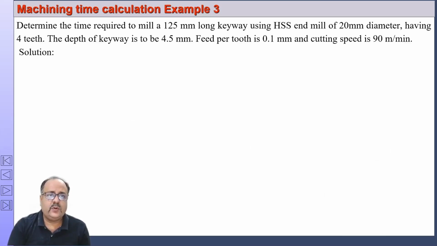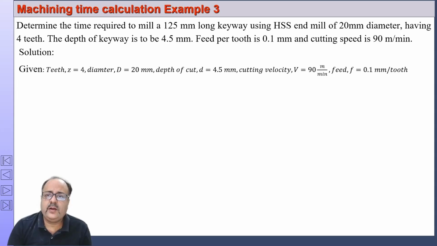Let's solve one more problem. In this problem, again pause this video here and try to solve it yourself. If you are not able to solve it, then you can see the solutions or check your solutions with mine. Okay, so here you have to determine the time required to mill a 125 mm long keyway using an HSS end mill of 20 mm diameter having 4 teeth. The depth of key is to be 4.5 mm, the feed per tooth is to be taken as 0.1 mm, and the cutting speed is to be taken as 90 meters per minute.